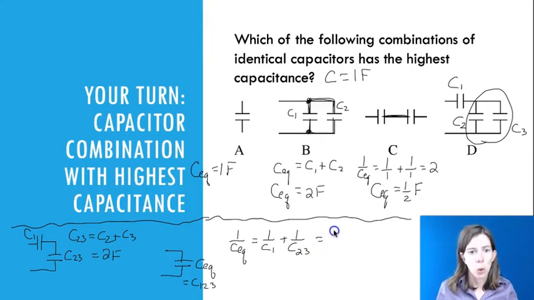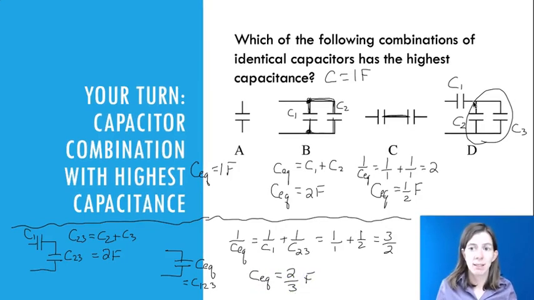So it's going to be 1 over 1 plus 1 over 2. So that's 1.5. 1.5 is also 3/2. And I'm just writing it as a fraction. That way it's easier to take the reciprocal to get C equivalent by itself. Just flip both of them and we get 2/3. So you can see that this combination has less capacitance than a couple of the other combinations. So the final answer, which one has the highest capacitance, is the combination B with the 2 capacitors in parallel.